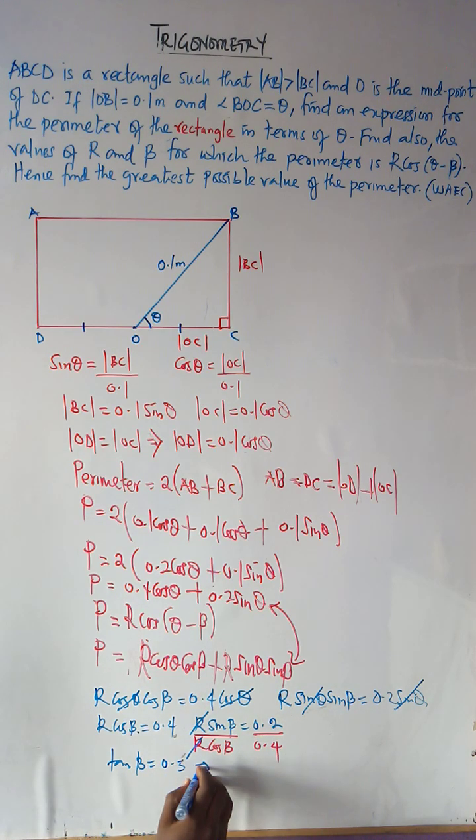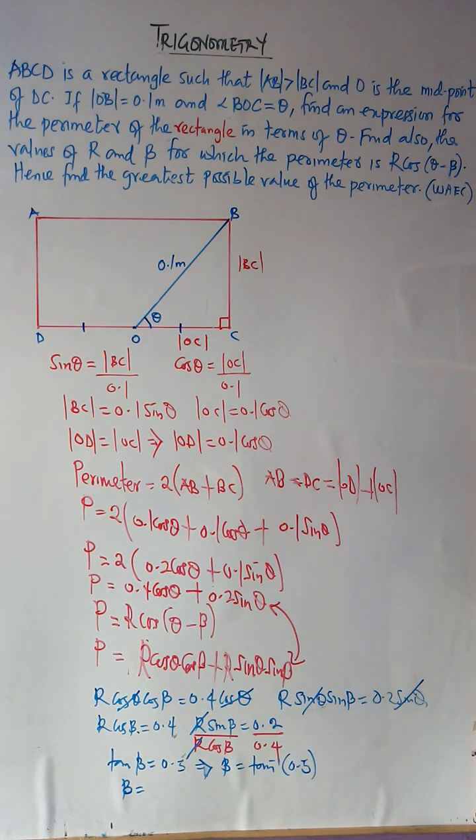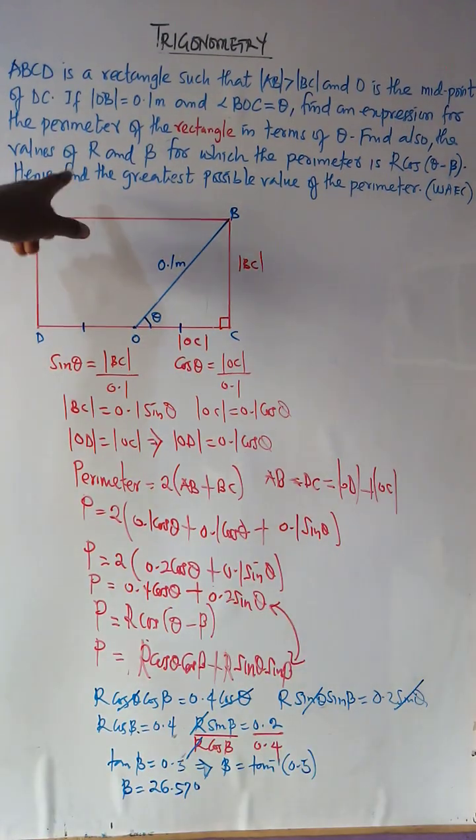So directly we can get the value of beta, and beta here is what? Tan inverse of 0.5. Hence, we'll get the value of beta to be 26.57 degrees. So we've gotten beta. What about the value of r?